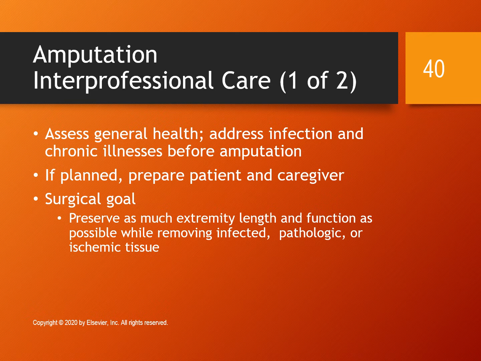Interprofessionally, we want to assess the general health of the patient, address any infection or chronic illnesses. If the amputation is planned, prepare the patient and caregiver prior to the surgery. And the surgical goal is to preserve as much extremity length and function while still removing the diseased or infected ischemic part of the limb.